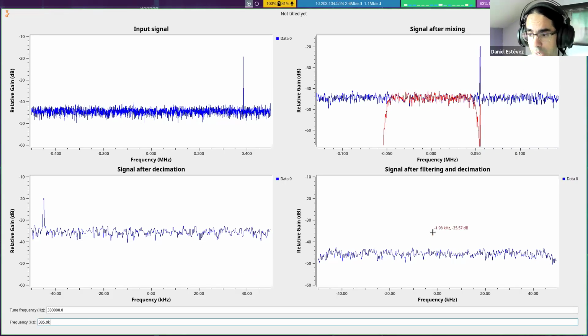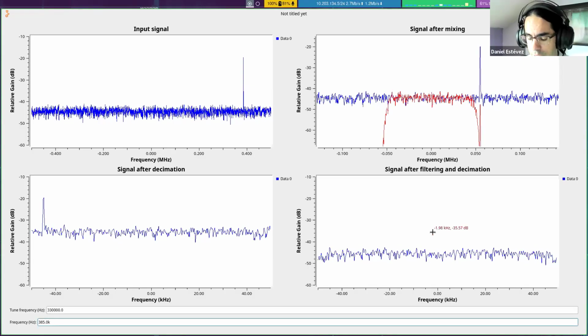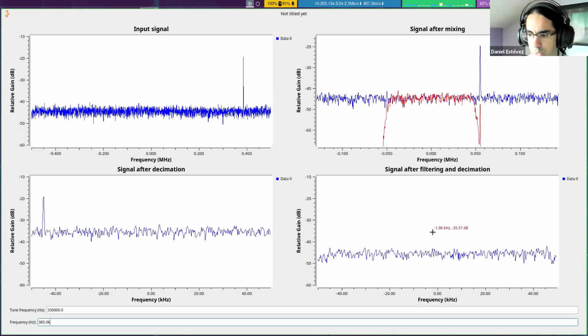But this is the proper way to do decimation. We filter with something like a low-pass filter, and then we decimate.